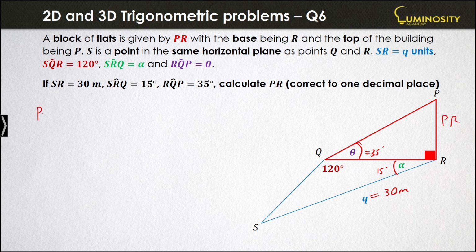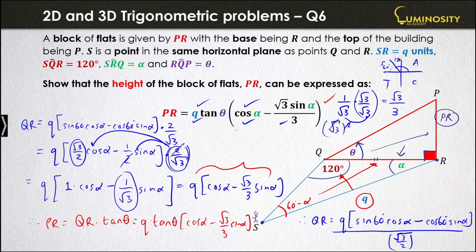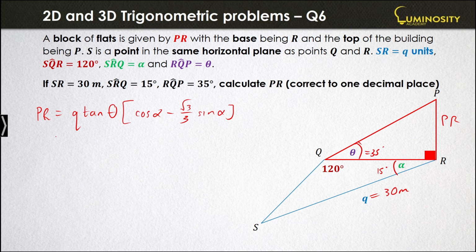So we had an expression for PR. It was Q times tan theta times cos alpha minus root 3 over 3 sine alpha. Okay, that's this expression we just derived earlier. Okay, so Q is now 30 meters, tan of theta, which is 35 degrees, times cos of angle alpha, which is 15 degrees, minus root 3 over 3 times sine of 15 degrees. And we want to correct to 1 decimal place.